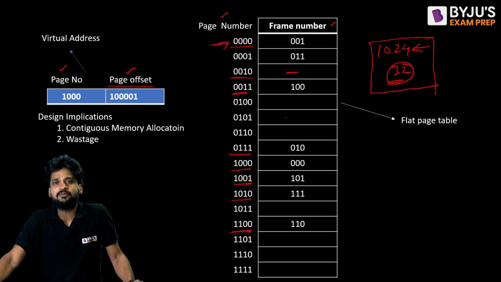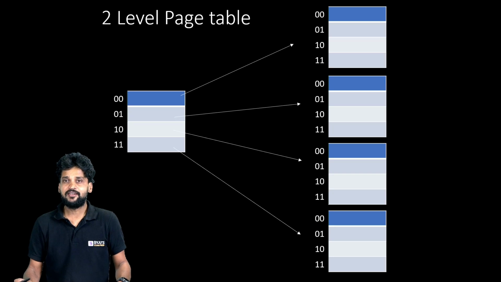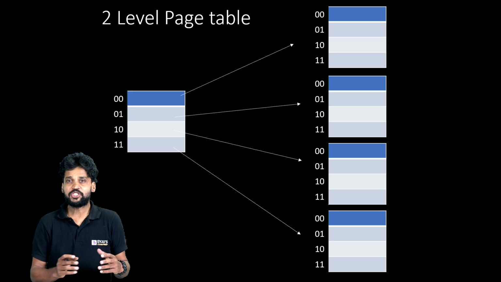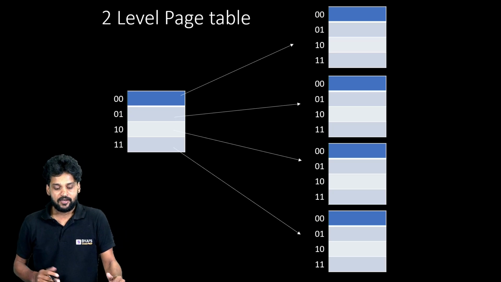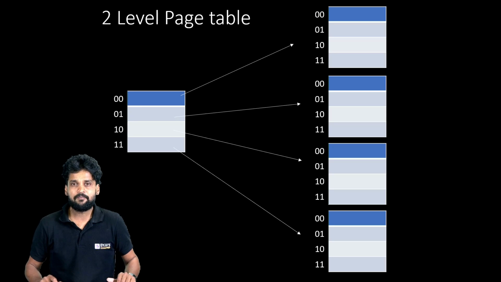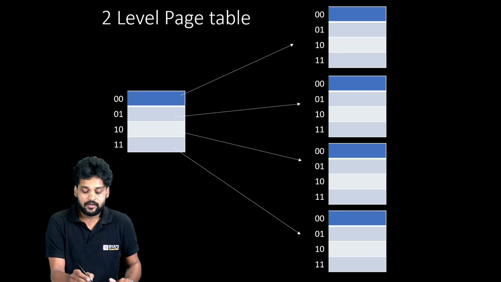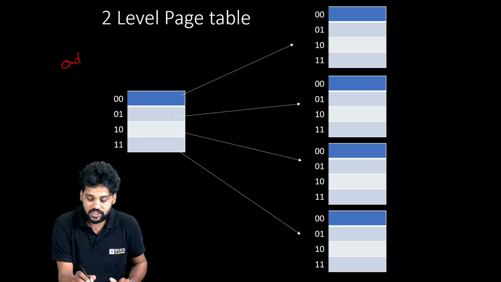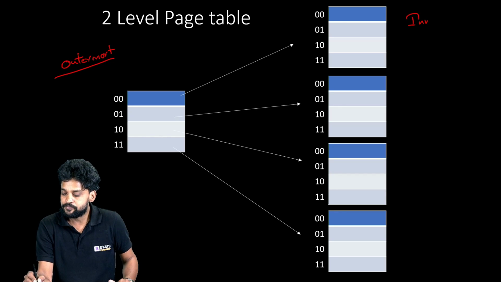How will the two-level page table be constructed and designed? Let us understand how a two-level page table is going to be designed, by which we are going to save the memory space and also avoid the contiguity allocation. Now have a look at this. In the two-level page table, we will have an outermost table, rather an outer page table, and an inner page table.